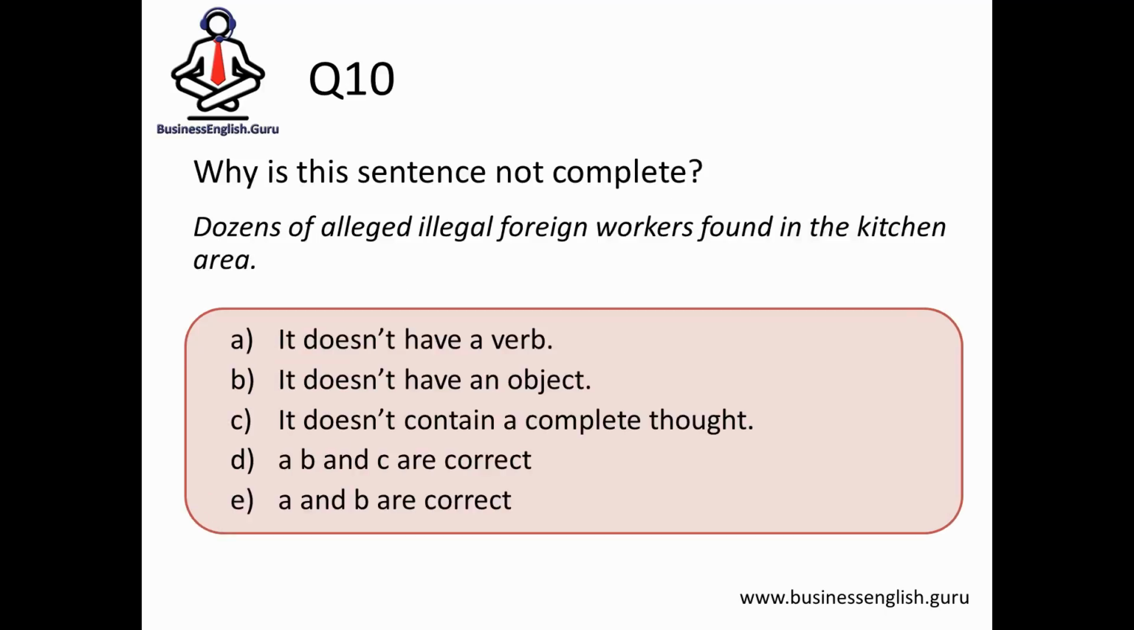Now, finally, a tough one for you to think about. Why is this sentence not complete? Dozens of alleged illegal foreign workers found in the kitchen area. Now give it some thought, it's not that simple.